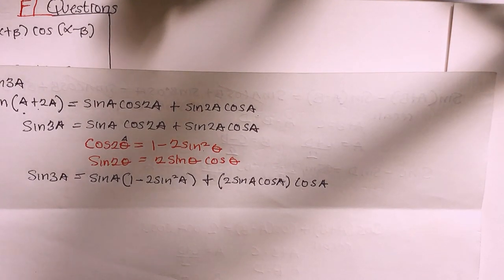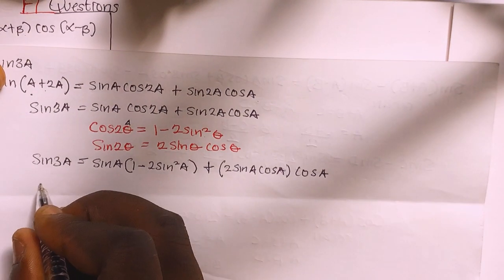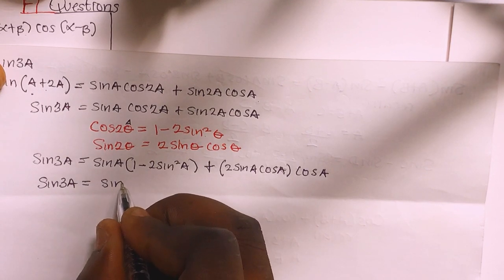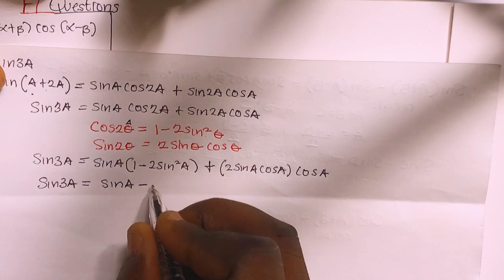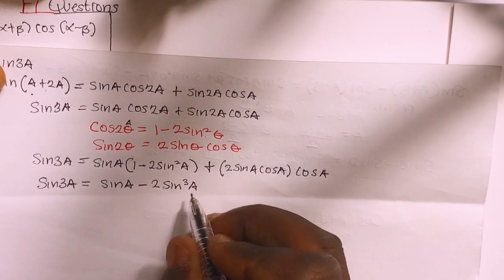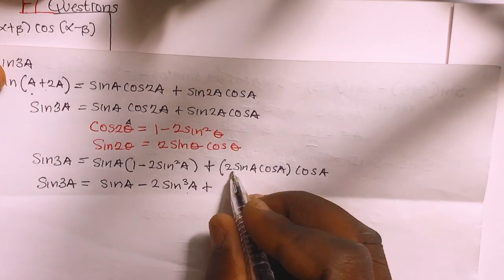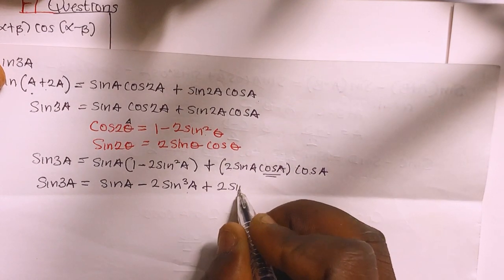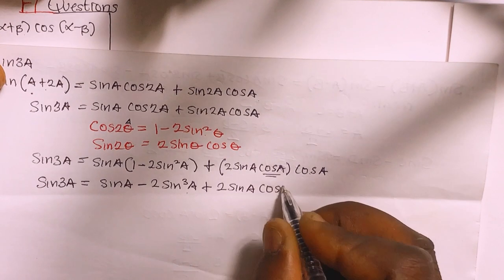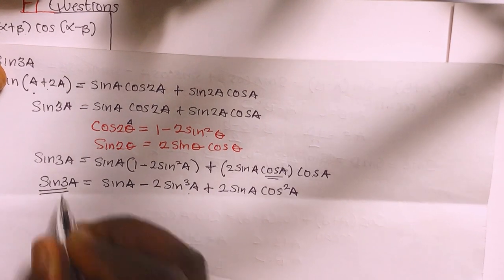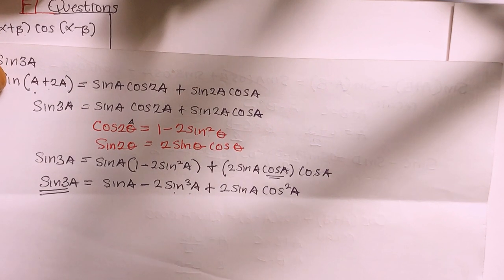Then let's go ahead and open the parentheses. You are going to have sine 3a equals sine a minus 2 sine cube a. This multiplied like this gives us sine cube a. Plus here, this multiplied like this, the only difference here is that we have 2 sine a cos cube a. Then looking at this, what other thing do I need to do?